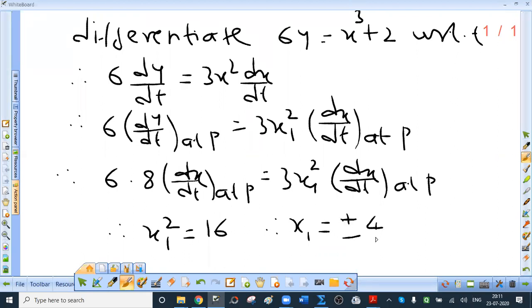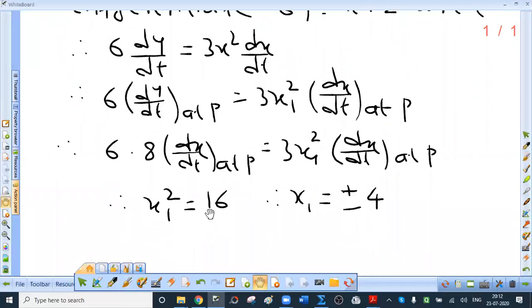Now you will ask me, sir, why to consider plus minus 4 here? Because the equation contains cube, right? So cube of 1 is 1 and cube of minus 1 is minus 1. So no two numbers have the same cube. But in case of square, two different numbers can have the same square. Minus 2 square is 4, 2 square is also 4. So in this case, that question doesn't arise. Okay. Now consider these two values.